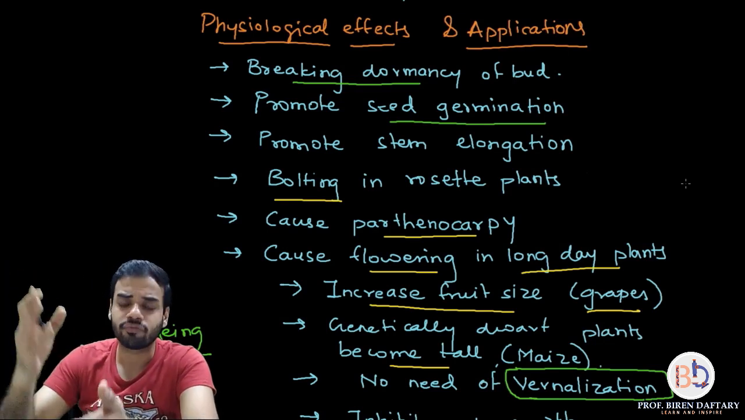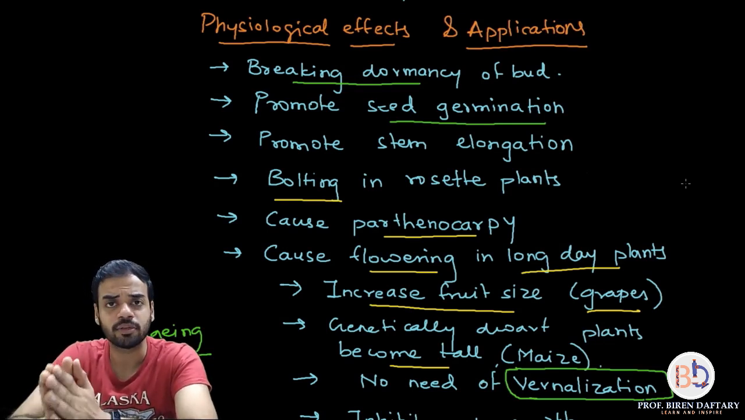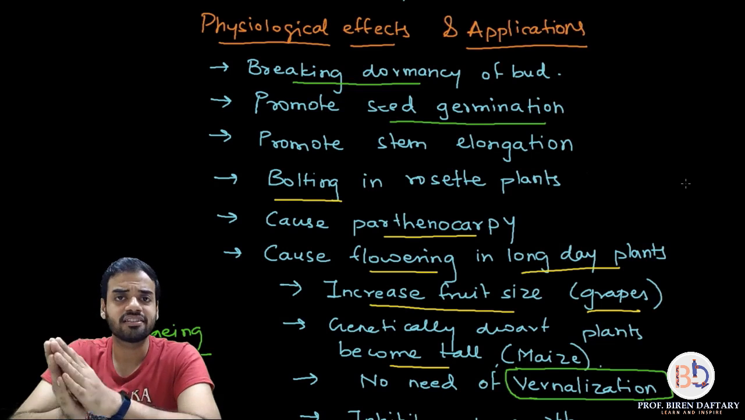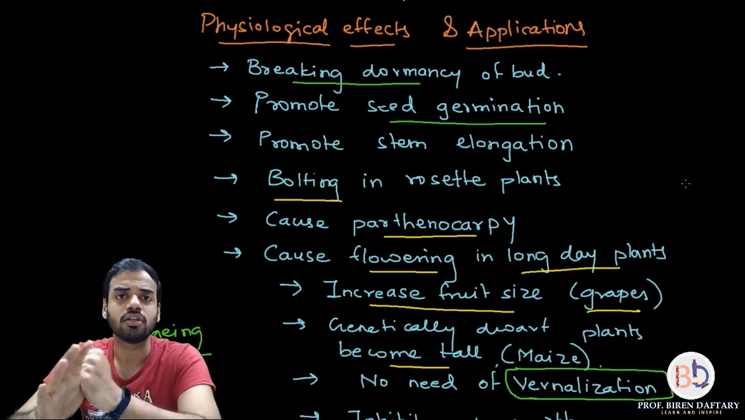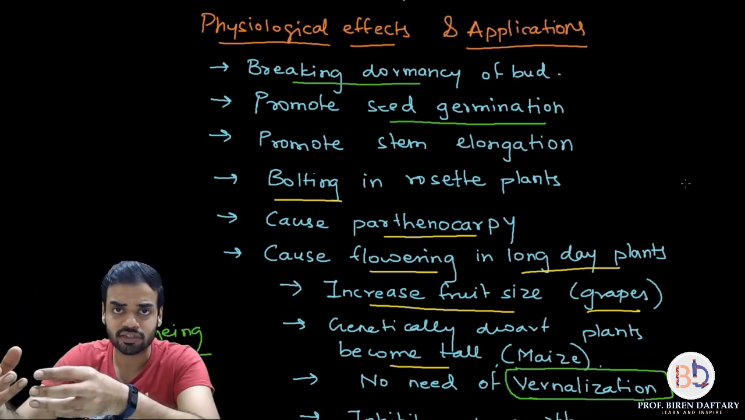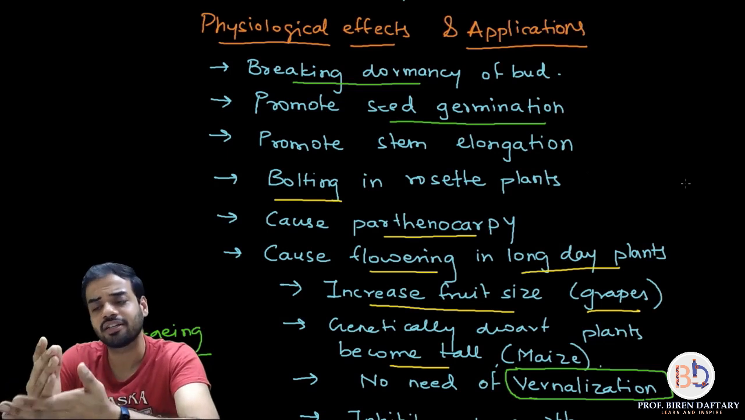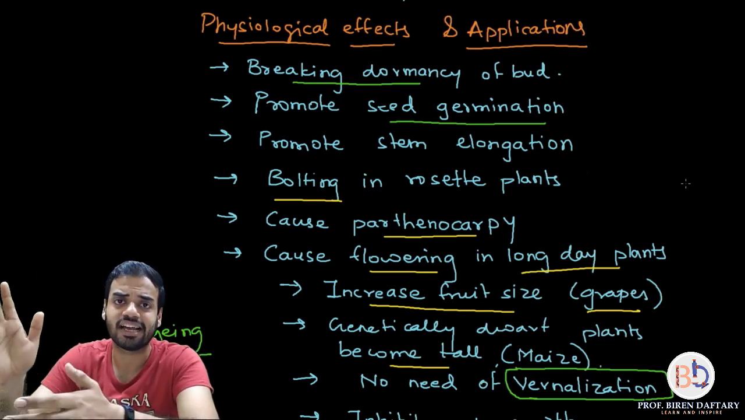Then we came to physiological effects. Many effects we saw. So I think that's the end of gibberellins. In the next lecture that I'm going to upload tomorrow, we are going to learn about the last group of hormones which act as growth inducers, and they are called cytokinins. And after that we are going to start with growth inhibitors, which are ethylene and abscisic acid.